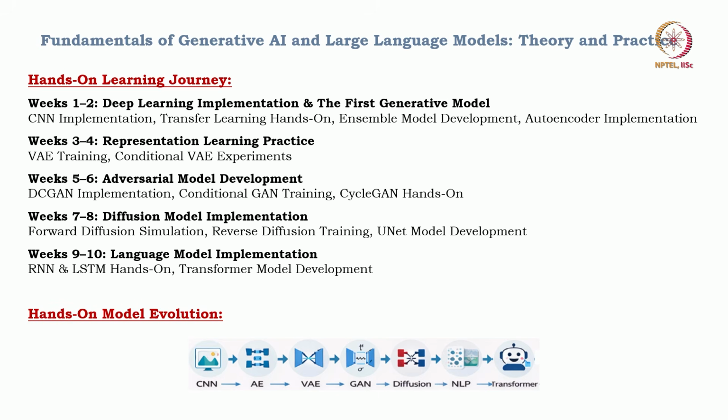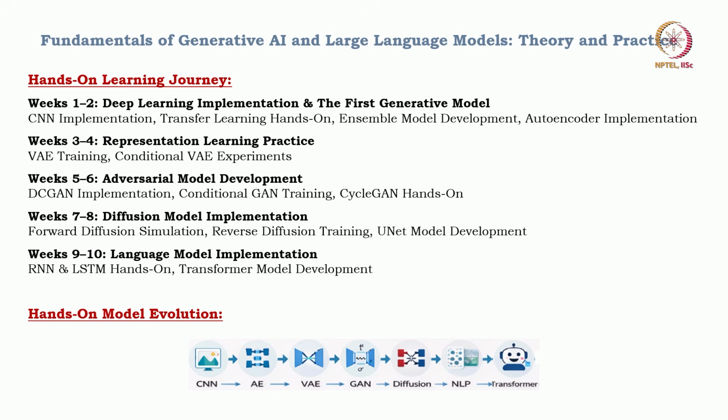In weeks 3 and 4, we talk about representation learning, where we train the variational autoencoder and conditional variational autoencoder. In weeks 5 and 6, we talk about adversarial model development, where we implement deep convolutional generative adversarial networks, conditional GANs, and train the CycleGANs.